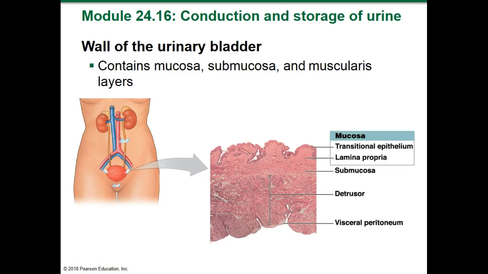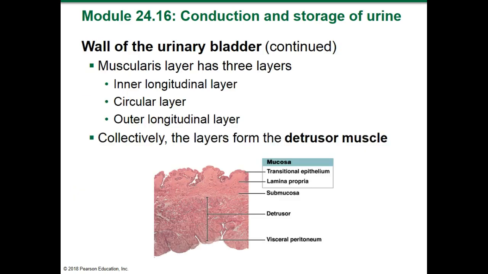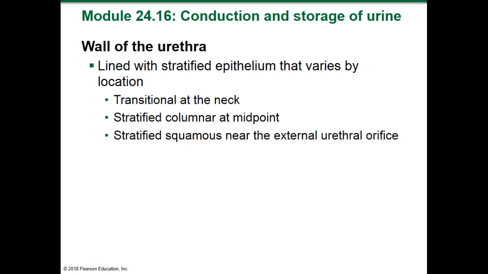If we look at the wall of the urinary bladder, we have mucosa, submucosa, and muscularis layers. Again, you have a transitional epithelium. Mucosa. The muscularis layer has 3 layers, an inner longitudinal, a circular, and an outer longitudinal layer. And all together, they form the detrusor muscle. Again, that's the urinary bladder.